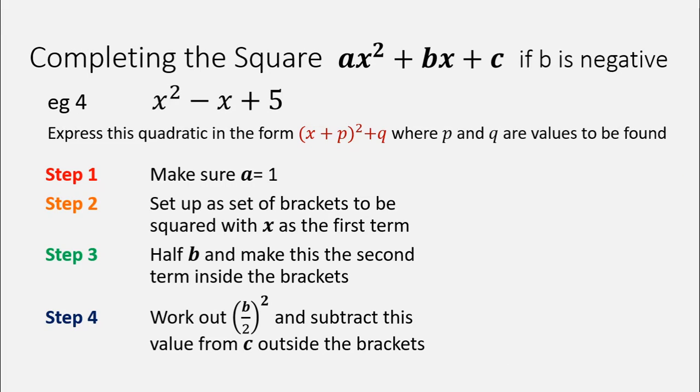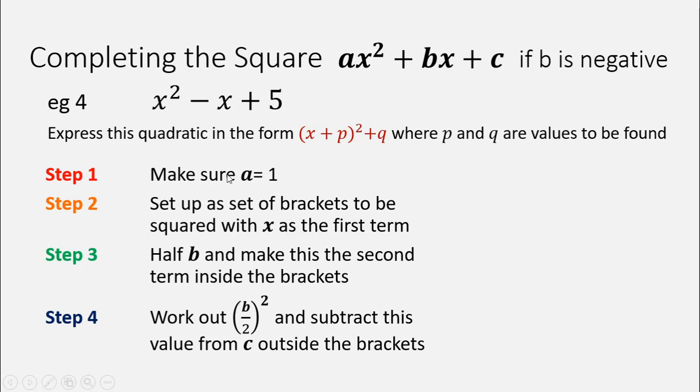Okay, here's another one where b is negative. Now maybe you do want to hit pause and try this for yourself. Remember, check if a is 1. It is. Set up a set of brackets where x is the first term and square that bracket. Half b and make that the second term in your bracket. And work out that half of b value squared and subtract that from c outside the bracket.